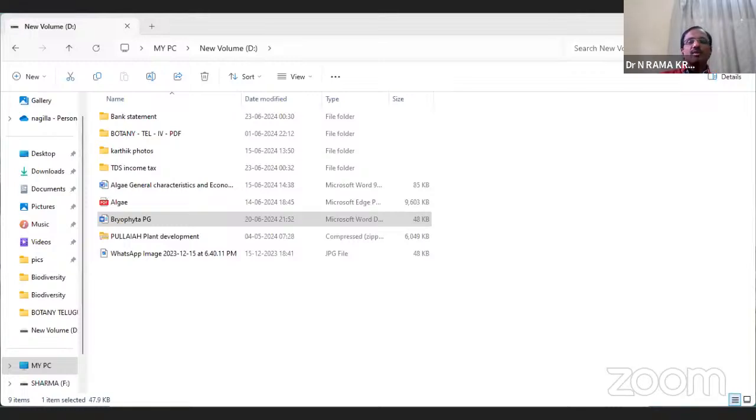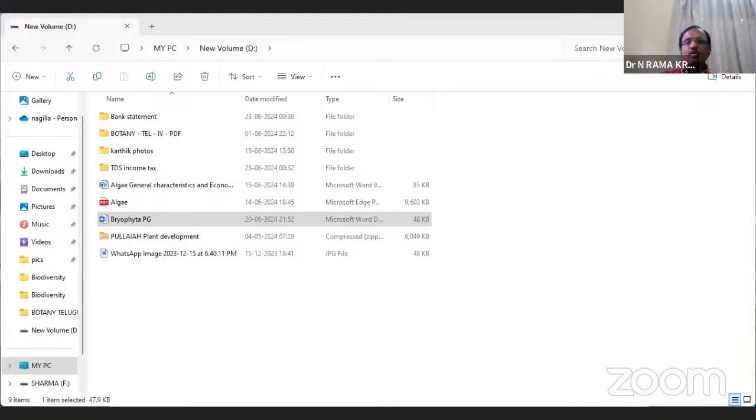So you see here. And next, the lower epidermis. The lower epidermis also takes one special type of structure, the smooth type of rhizoids.